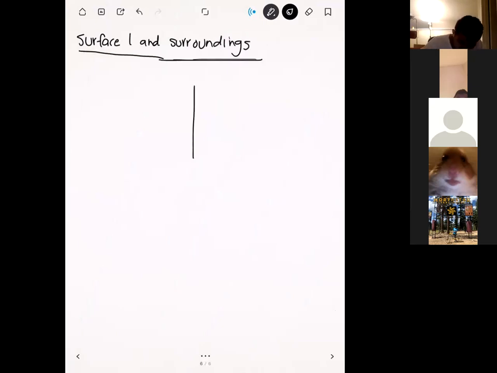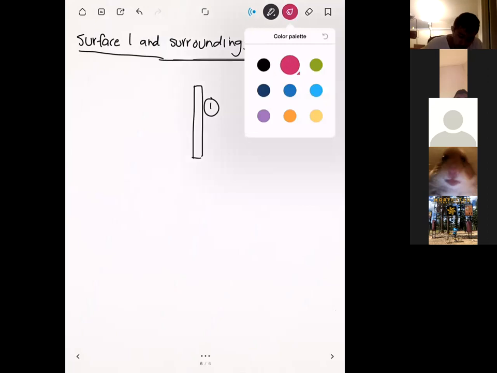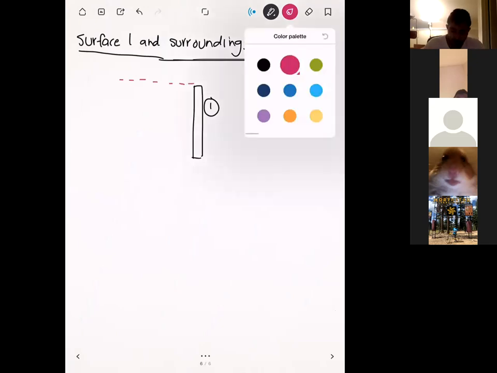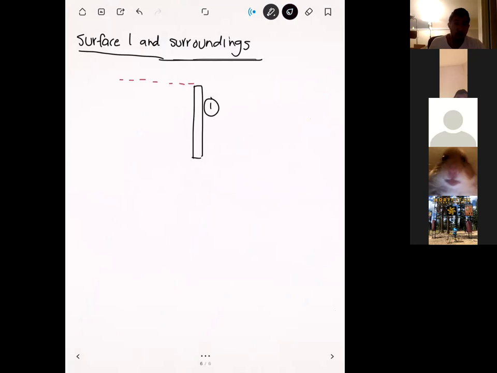So let me draw the image here, okay? And so we have surface 1 that was on the right side of our domain. And then the surroundings was like this opening right here, okay? Right. And so we need to find the view factor between surface 1 and the surroundings. And so I'll call that F1 infinity, because I'll call the surroundings infinity, okay?